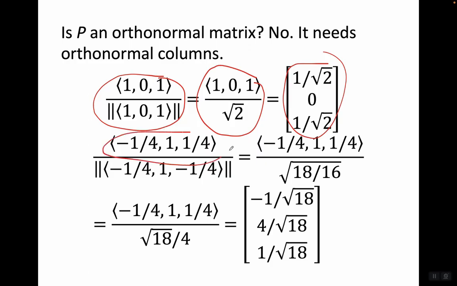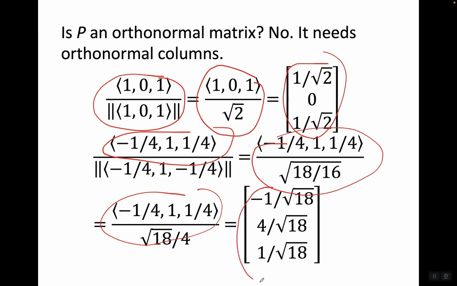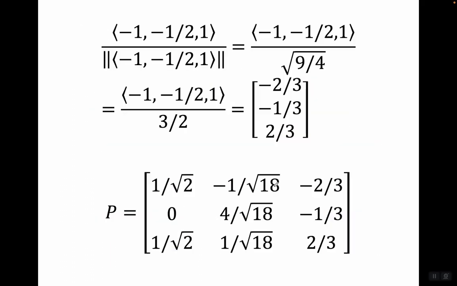Similarly, instead of (negative 1/4, 1, 1/4), we divide it by the length, and we end up with something like this, which simplifies to this, because the square root of 16 is 4, and we end up with (negative 1 over root 18, 4 over root 18, 1 over root 18). In the same way, the last column, (negative 1, negative 1/2, 1), when divided by the length, gives us this. Square root of 9/4 is 3/2, so we end up with (negative 2/3, negative 1/3, 2/3).